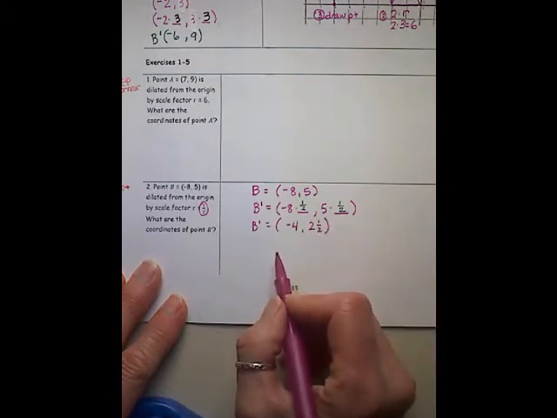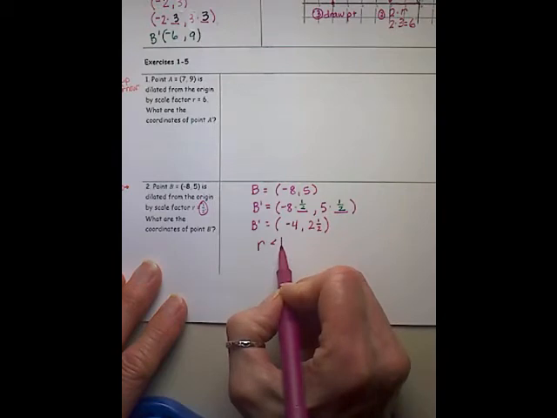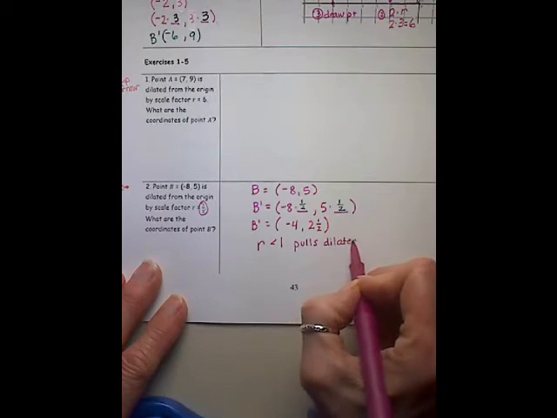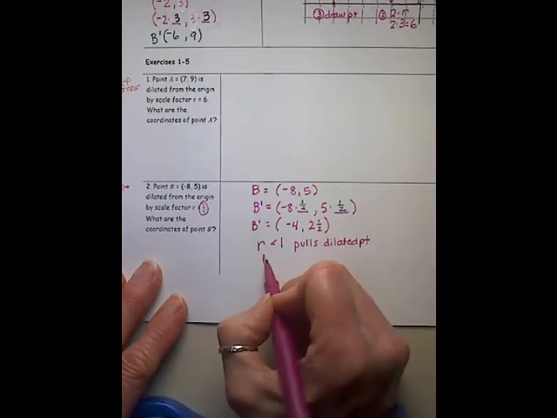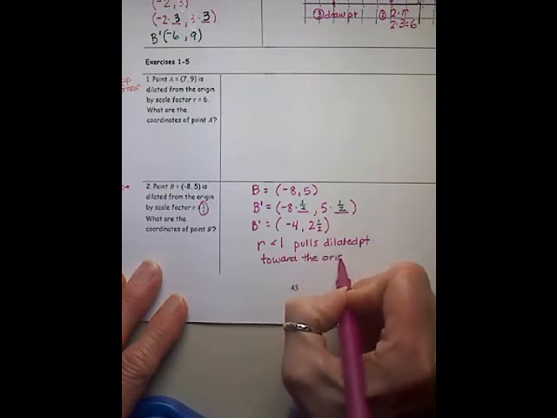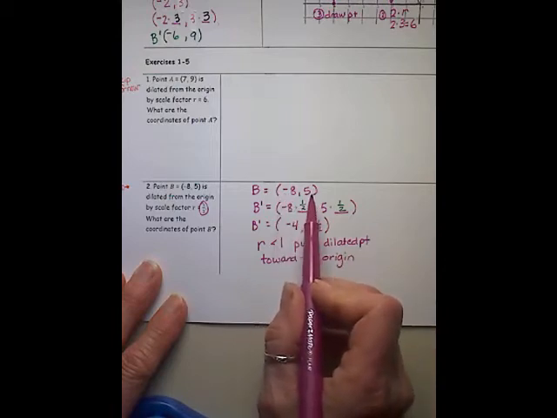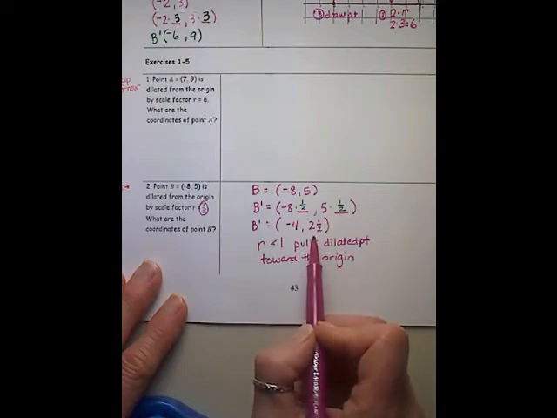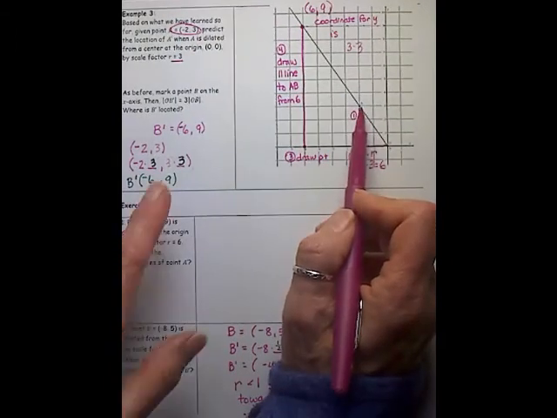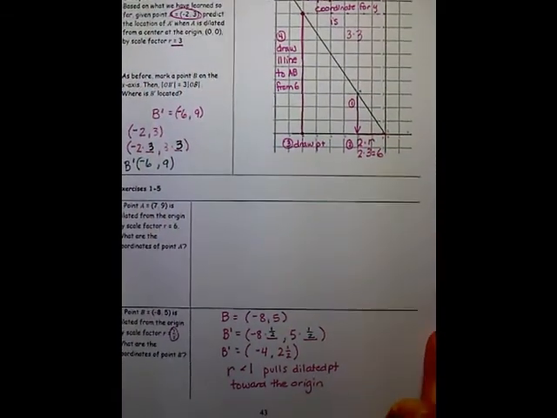And one of the things that I want you to notice here is that when your scale factor is less than 1, remember that it pulls the dilated point toward the origin. So the point was at negative 8, 5. Now it's at negative 4, 2.5, which would be closer to the origin. And then in the earlier example, we had a whole number scale factor, and it pushed the dilated point away from the origin. So just keep that in mind.